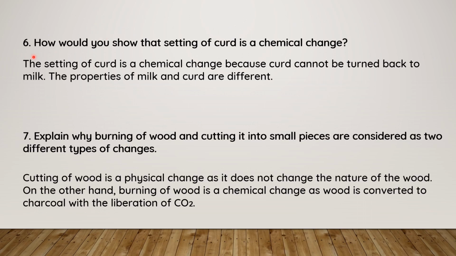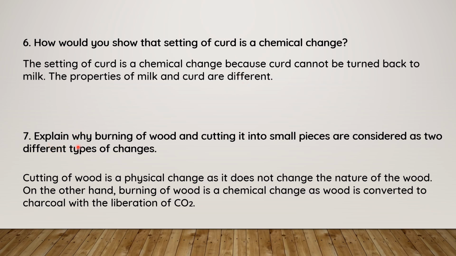Sixth question, how would you show that setting of curd is a chemical change? The setting of curd is a chemical change because curd cannot be turned back to milk. The properties of milk and curd are different. From curd we cannot get back milk. That is why setting of curd is a chemical change.